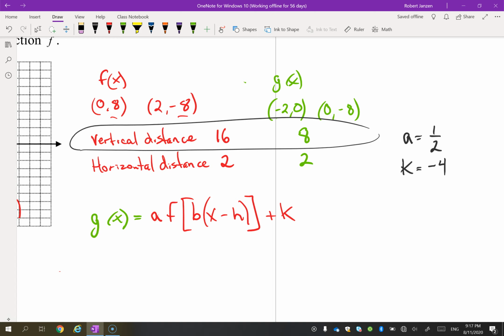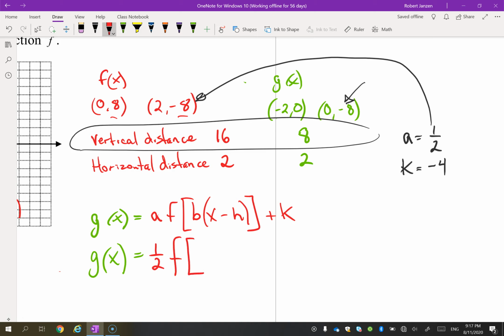Let's try it on the second point. If I take this and multiply it by 1/2, so -8 times 1/2, that gives me -4. But I want to end up at -8. So if I take away 4, I will end up at -8. Let's write that in. We've just figured out that a is a half.